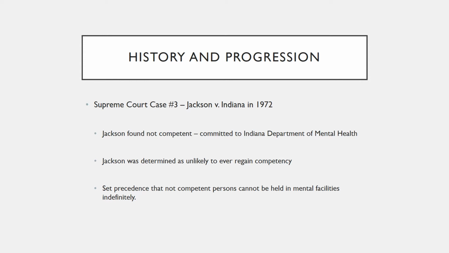This case was brought to the Supreme Court, and they decided that the keeping of Jackson in a mental health facility for an extended period of time was a violation of his 8th Amendment right against cruel and unusual punishment, as well as a violation of his 14th Amendment right. Because of this, the case set the precedent that persons found not competent cannot be held in mental facilities indefinitely. They have to go back to the courts, and the courts have to figure out another course of action to take if someone cannot be found competent.